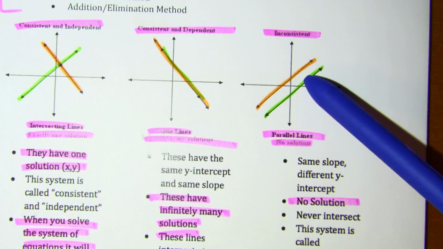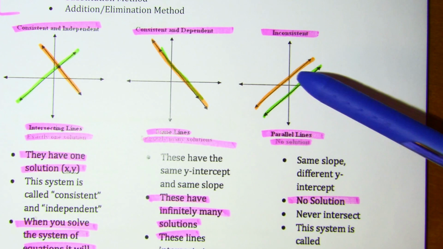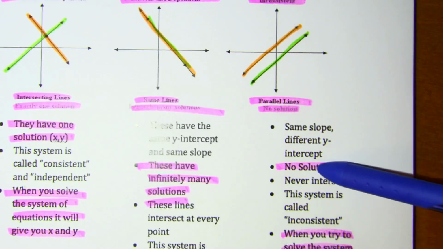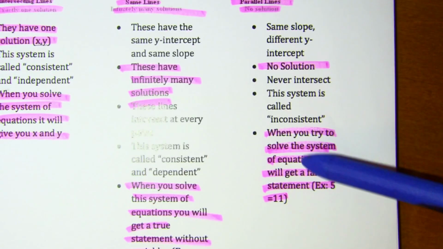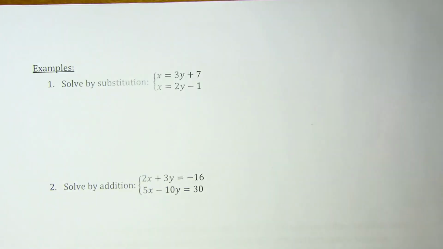The last possibility is that you have parallel lines. These are called inconsistent systems, and they have no solutions because there are no points where they intersect. So when you solve these algebraically, you'll write no solution, and you'll get something that's a false statement, something like 5 equals 11 or 0 equals 3, something like that. So let's get into solving some of these.